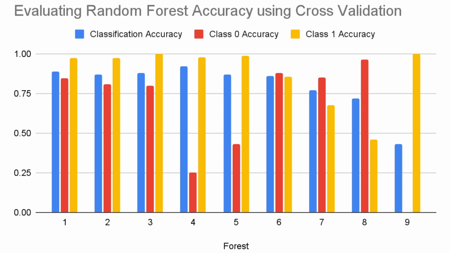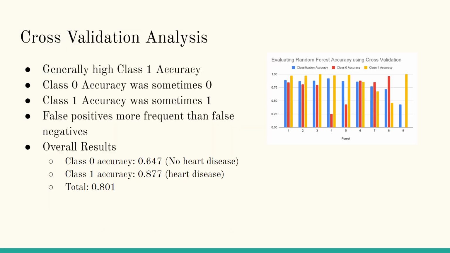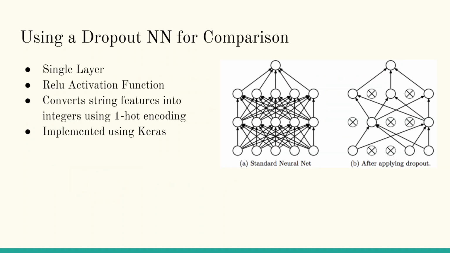We also used cross-validation. So we partitioned the data set into 9 sets. So 90% of it would be training data and 10% of it would be test data in each partition. And you can see that generally it has high class 1 accuracy. Class 0 accuracy was sometimes 0, which is not ideal. Class 1 accuracy was sometimes 100%, which is really good in the medical world. False positives were more frequent than false negatives, also good. And our overall results: class 0 accuracy 64%, class 1 accuracy 87%, and total accuracy was 80%.